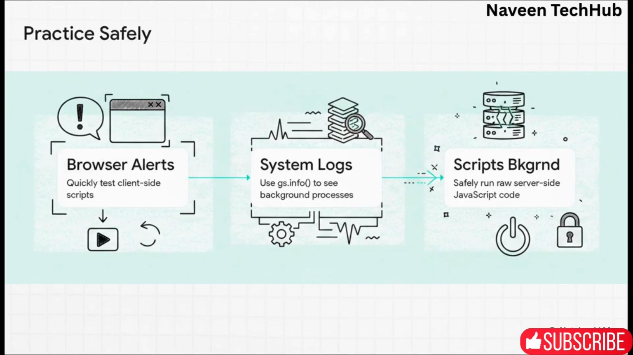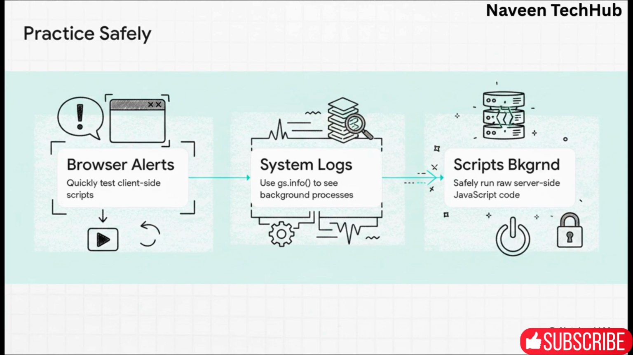Now look, making mistakes, that is a completely normal part of learning. You're going to break things, and that's okay. You just need to practice small, single-job scripts in safe environments so you don't accidentally wreck production data. ServiceNow gives you 3 great places for this. First, browser alerts in the console. These are absolutely perfect for testing client-side scripts right in your current window.